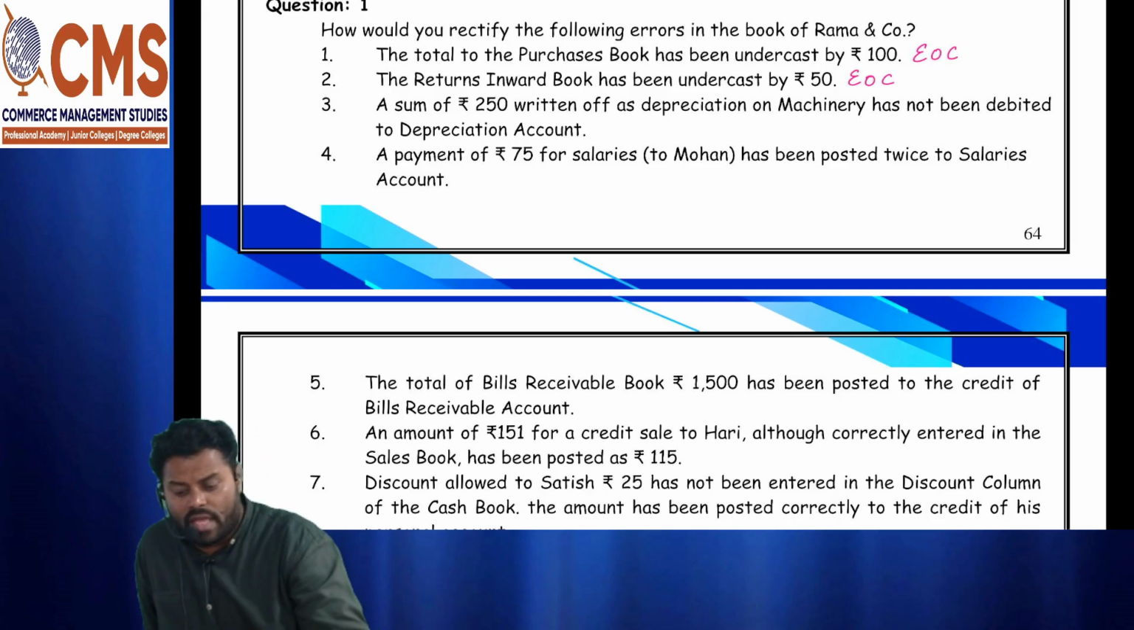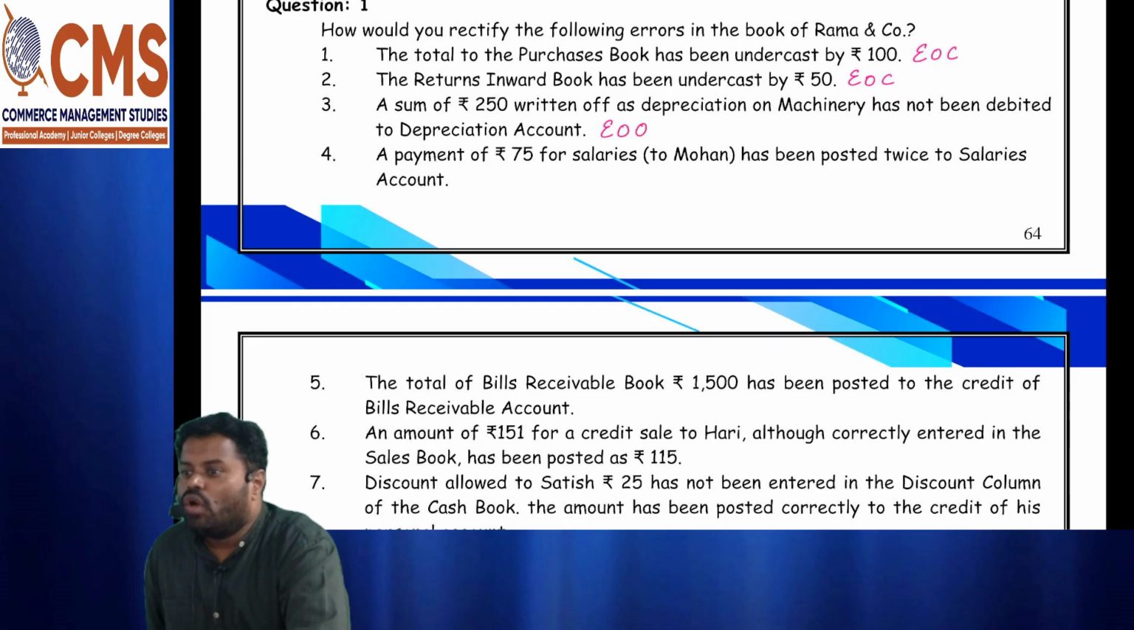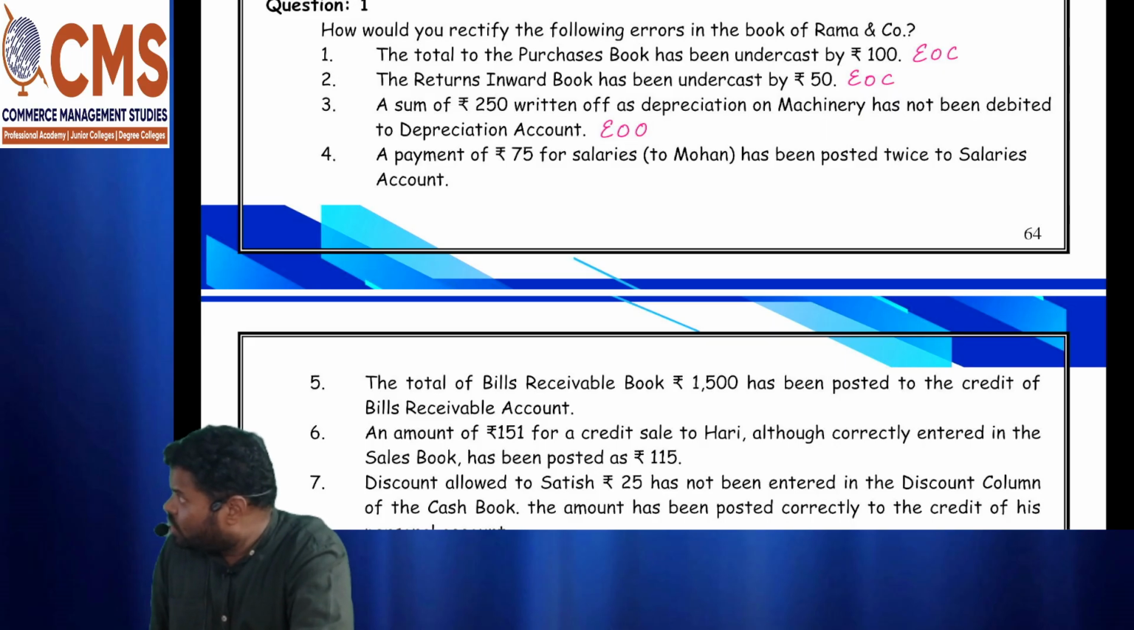What is the nature of error here? Error of omission. You forgot to write that or you forgot to post that in your depreciation account. Am I being correct? Right. Can I write an entry? If you write an entry now, depreciation account will get corrected, machinery account will go wrong. And to rectify that, if you write an entry, machinery account will be correct, depreciation account will go wrong. Chain reaction, right? So only one account has to be adjusted, that is your depreciation account.